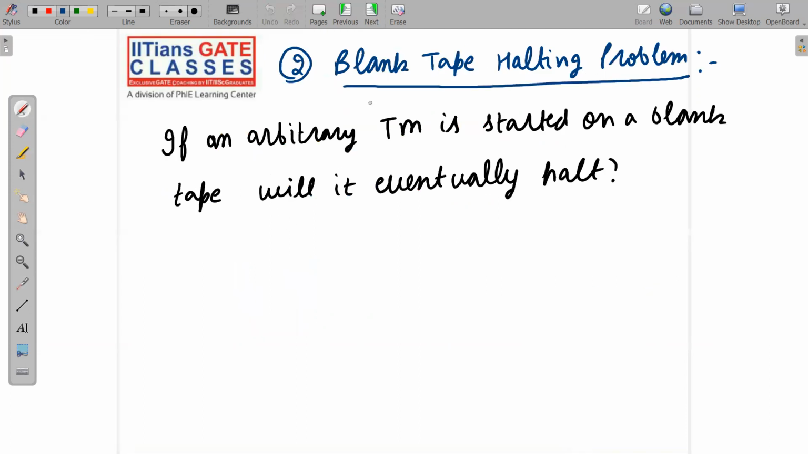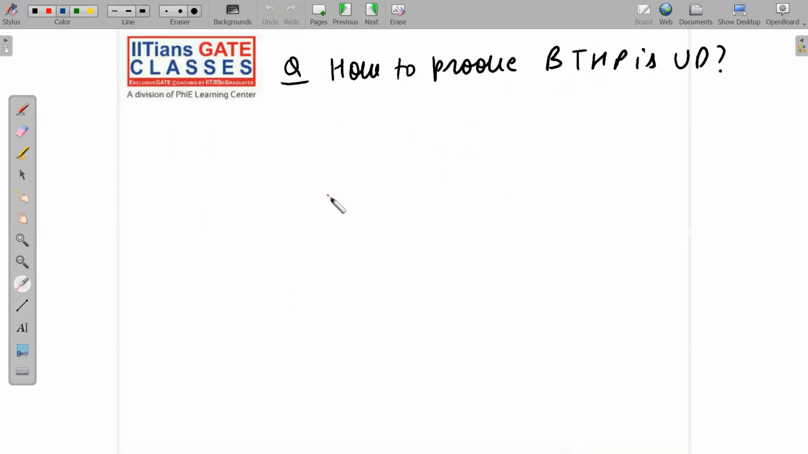Next is blank tape halting problem. It is a modification of your halting problem. It is just saying if an arbitrary Turing machine is started on a blank tape, will it eventually halt? This is the blank tape halting problem. So how will you prove blank tape halting problem is undecidable? This is very simple. I will try to reduce the halting problem to the blank tape halting problem. And obviously I will be able to reduce it. How the reduction is done is beyond the scope of this course.